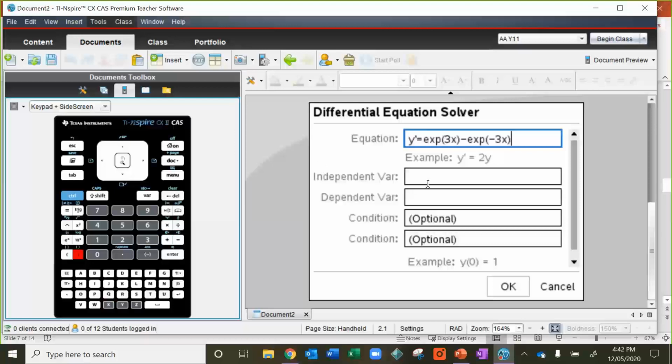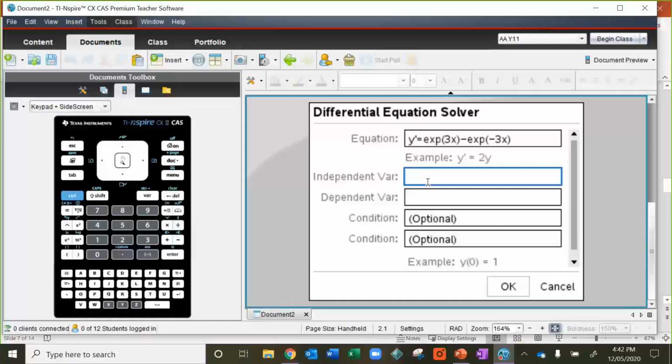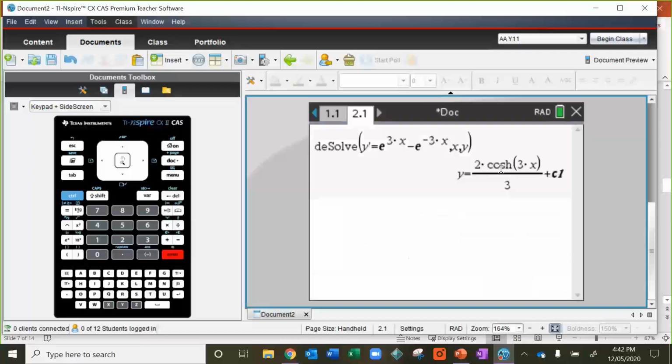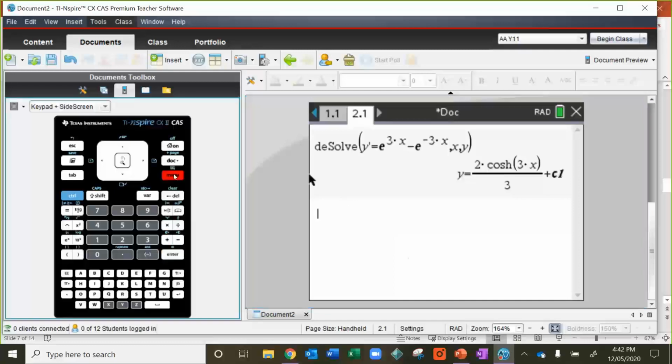Now you always need to tell the calculator which one is the independent variable. It is x, and the dependent variable is y. We're solving in general, so we don't have any conditions. If I press enter, I get this funny looking thing. You probably came across that before, which is a cosine hyperbolic of 3x. How do we see what it actually is?